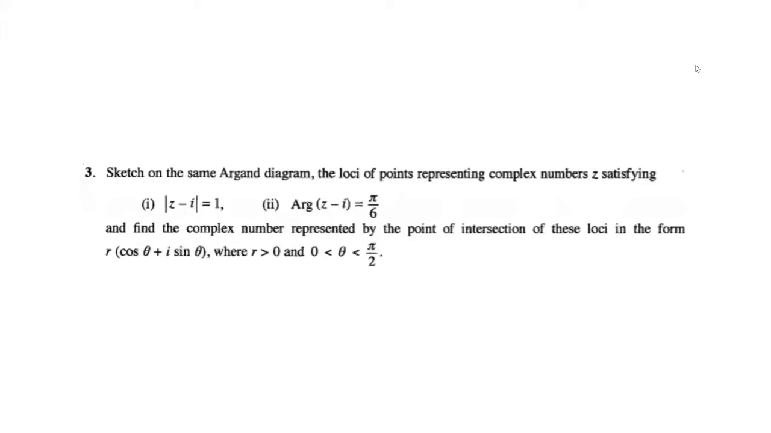When sketched on the same Argand diagram, the locus of points representing the complex numbers Z satisfying modulus Z minus i equals 1 and argument Z minus i equals 5π/6, find the complex number represented by the point of intersection of those two, in the form r(cos theta plus i sin theta). It looks very complex when you see it, but it's not that complex. So the first thing is to sketch on the Argand diagram the locus.